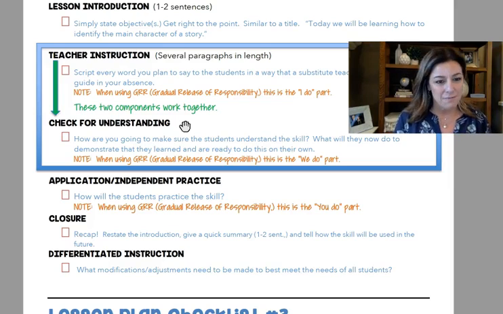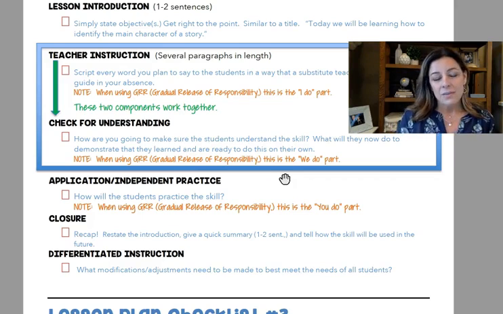When it is time for this part, this is when we have what we call the application, where they apply what they just learned, and they have their independent practice. So they're trying this on their own. This can also be where they're working with a partner. That can happen sometimes too.